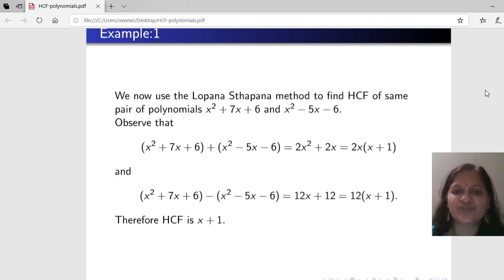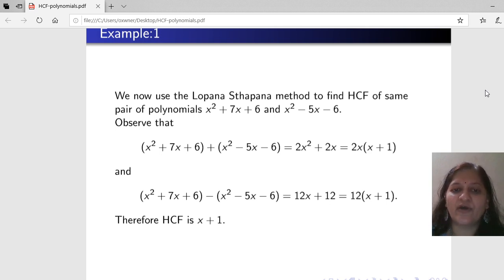So if we add these two polynomials, then we get 2x square plus 2x, that is equal to 2x into bracket x plus 1. Now look at the highest powers. They are x square for both the polynomials. So if we just subtract one polynomial from the other, then the highest power will be cancelled. So if we subtract x square plus 7x plus 6 minus x square minus 5x minus 6, then we get 12x plus 12, that is 12 times x plus 1.